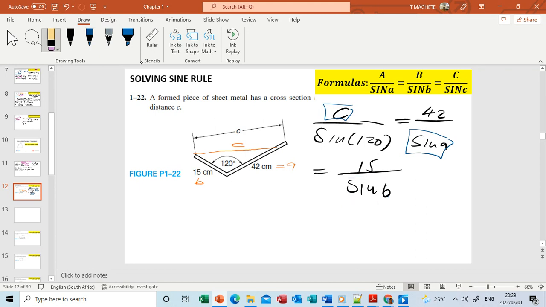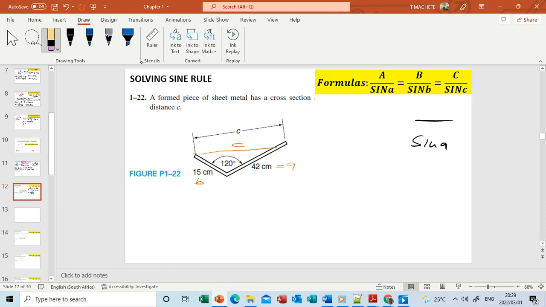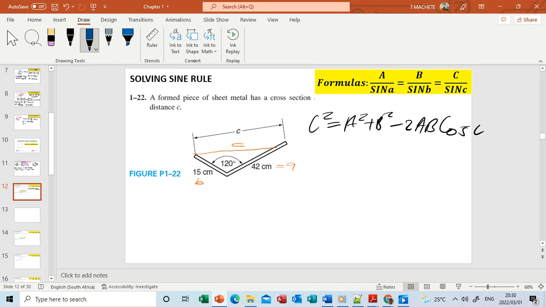What does that tell you? If you've got two unknowns, you use the cosine rule. So the cosine rule, you need to know that formula. It's c squared equals a squared plus b squared minus 2ab cos c. Because you are looking for c, this angle that is opposite to c must be given. Remember I told you before I started this problem that the angle must be given. So the cosine rule.